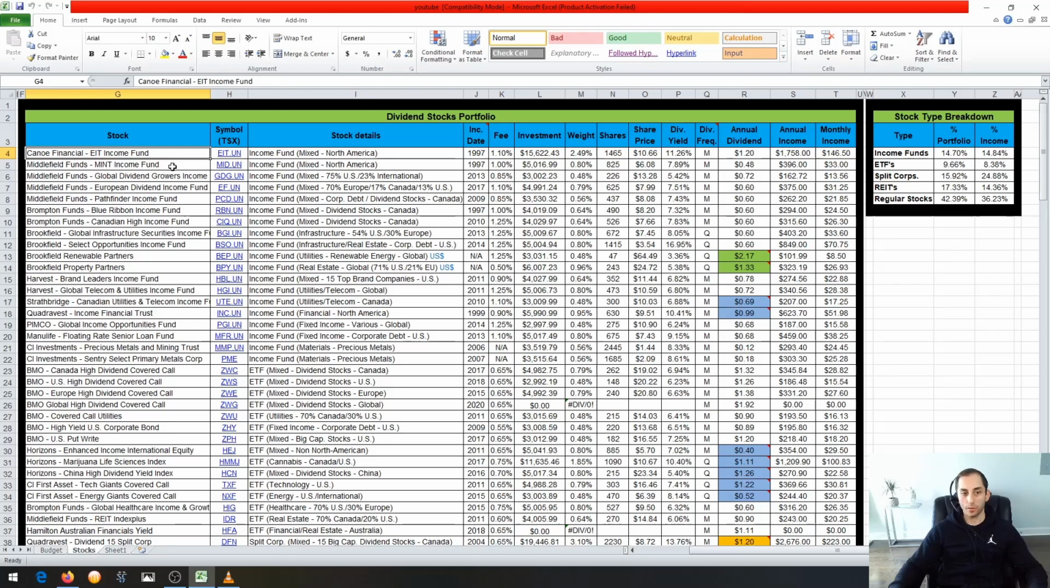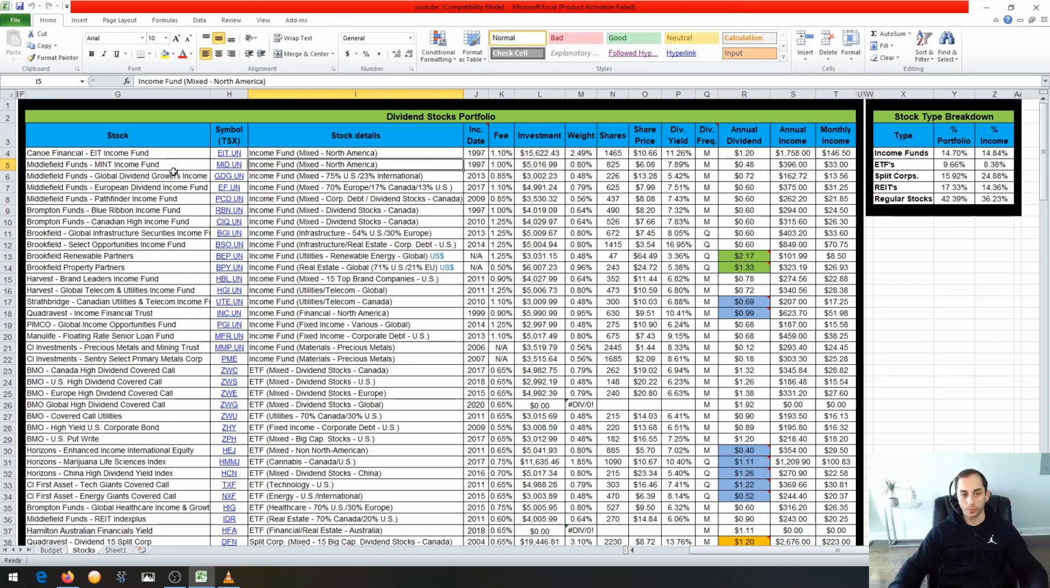The next four funds are from a company that I also like called Middlefield. The first one is their flagship product, or their oldest product, called the MINT Income Fund. Same type of deal as the EIT one, so it's mixed sectors in North America. Also coincidentally created in 1997. Pretty decent yield of just under 8%.